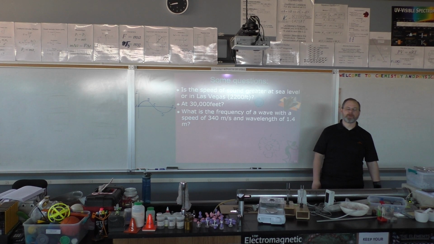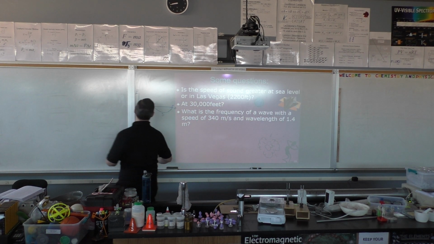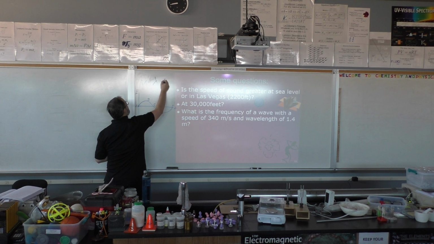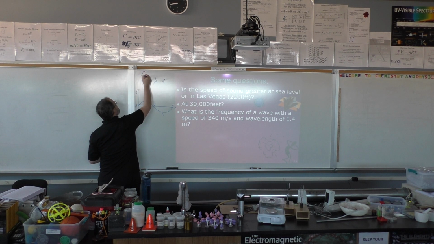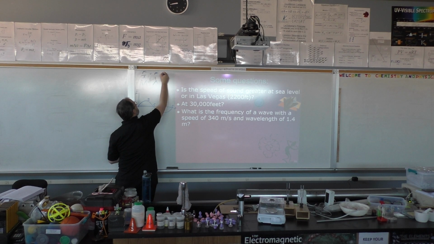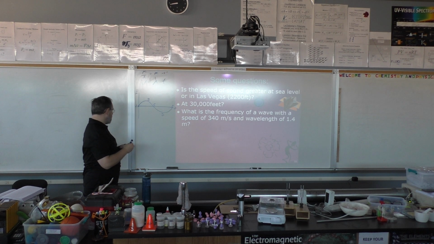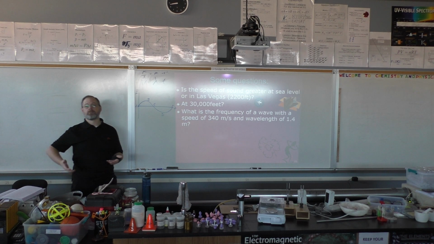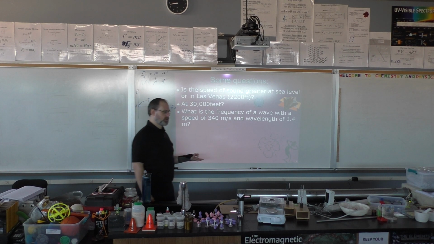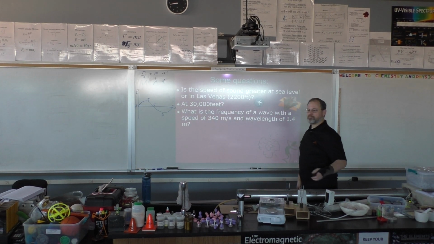What is the frequency of a wave with a speed of 340 meters per second and a wavelength of 1.4 meters? So we can do this, right? Remember, what's the equation for the speed of a wave? Wave speed equals frequency times wavelength. Speed is meters per second, wavelength has a unit of meters, and frequency has a unit of per second. So wavelength times frequency gives you speed. So, what's the frequency? 2.3 hertz. Probably something along those lines.